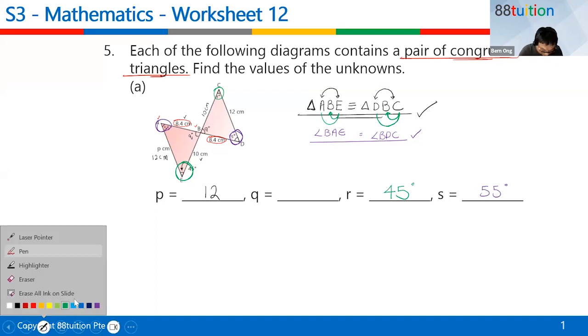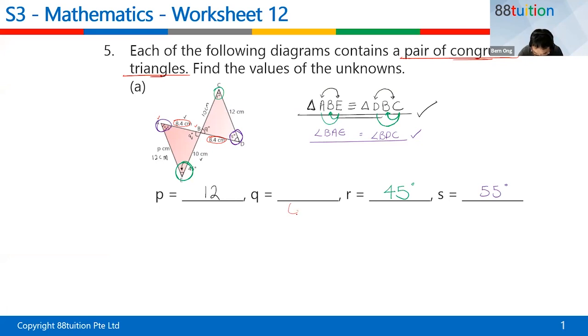Which means that angle Q is what? Angle Q will be simply 180 degrees minus your green 45 minus your purple 55. And your answer would be 180 minus 45 minus 55. Answer is 80 degrees. Understand or not? Do you get it?